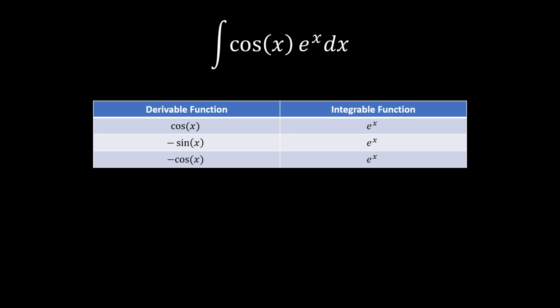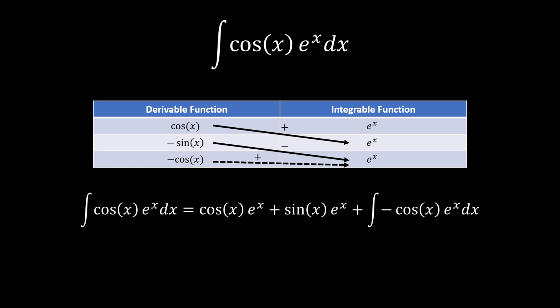What we care about is, while we can't derive either of these two functions to the point where we eventually get 0, what we do get is our bottom row, where we have the multiple of cosine of x times e^x. We essentially get our integrand again, but just with a different sign. And we can do some pretty nice manipulation with that property.